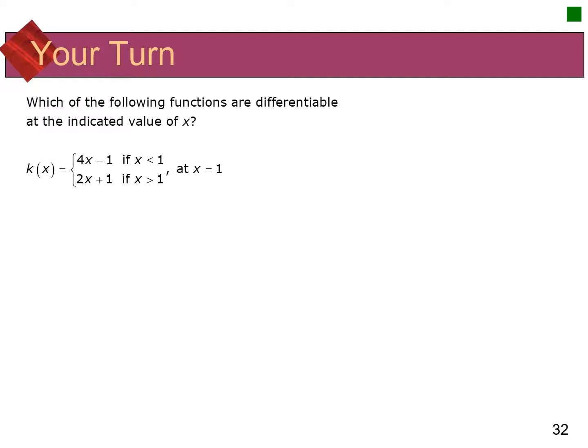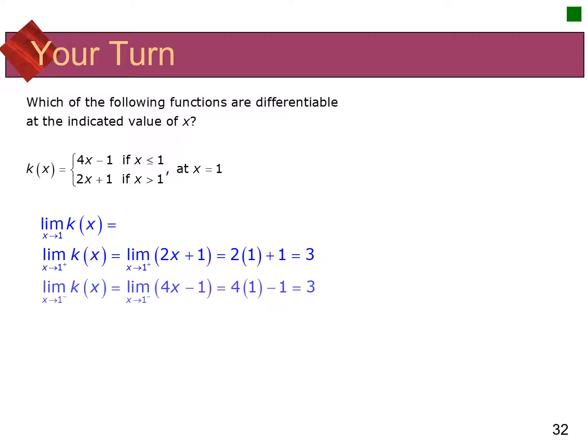So I'm going to check for continuity first, because if I could prove it's not continuous, then I could just stop there and say it's not differentiable as well. So I'm going to do the limit as x goes to 1 of k of x. I have to do it from the left-hand side and the right-hand side, because if I approach from the right-hand side, I'm using the formula 2x plus 1. If I plug the 1 into that, I get 3. So the limit of k of x as I approach 1 from the right-hand side is 3. When I do it from the left-hand side using the 4x minus 1 formula, I get the same thing. So this limit does exist.